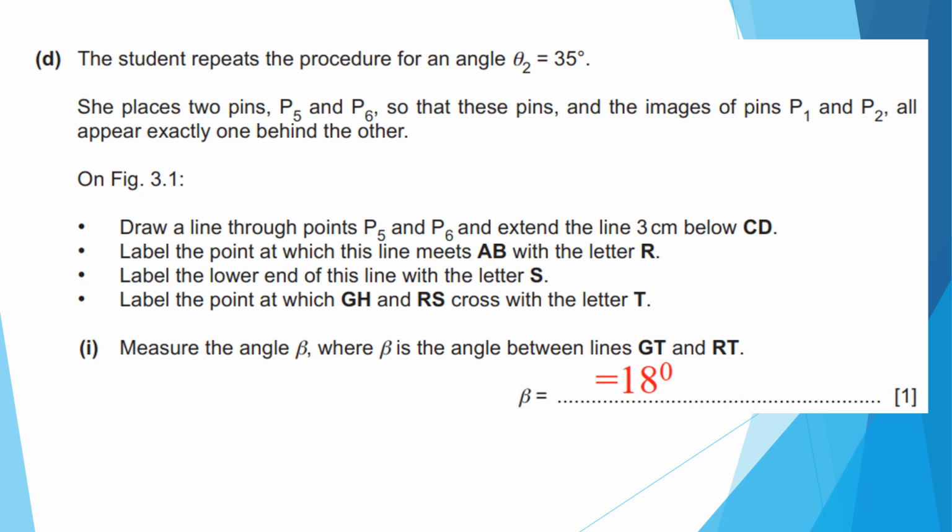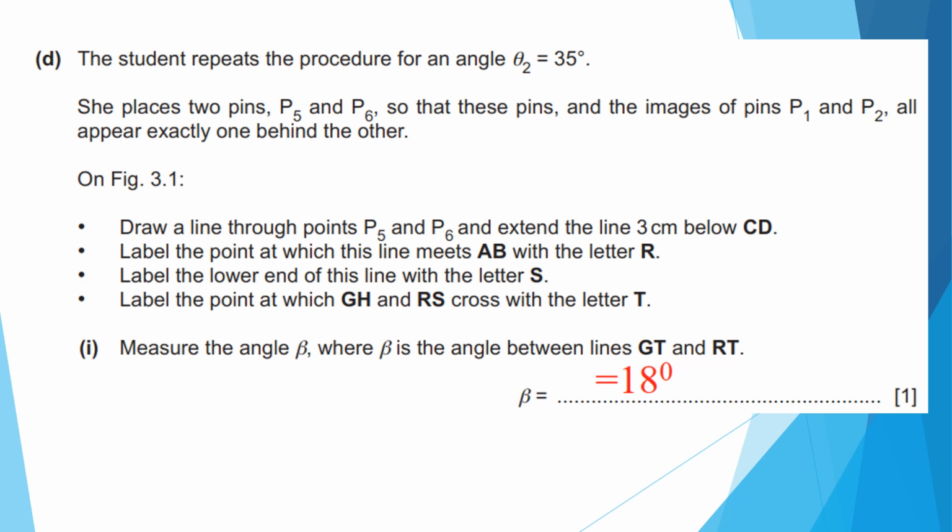So we need to join once again a line joining P5 and P6, and that should extend below CD up to only 3 centimeters. And where it is touching AB, you have to label that intersecting point as R, and the lower end only you have to label as S.